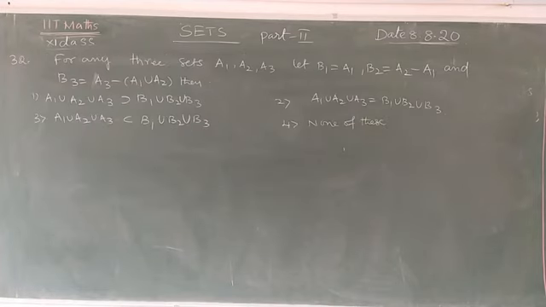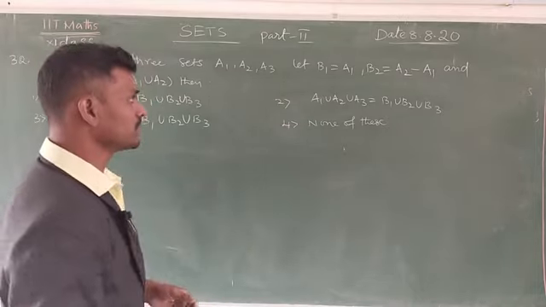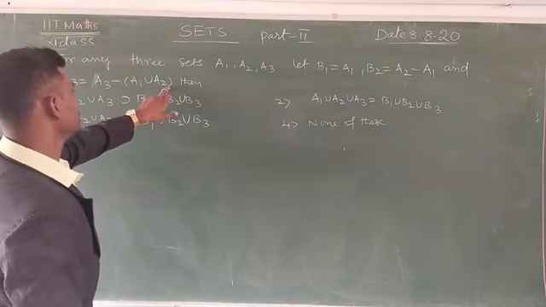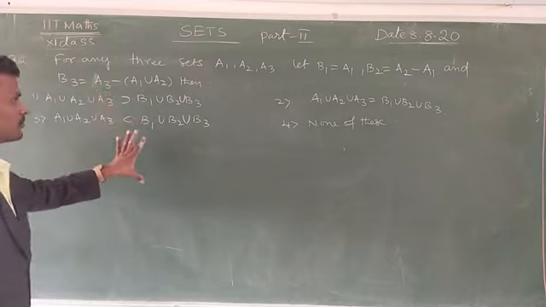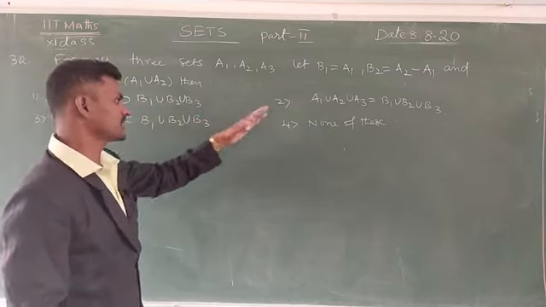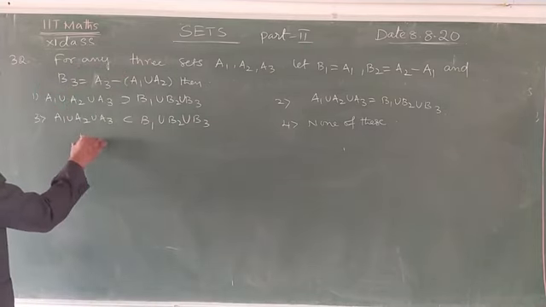Next problem 32. For any 3 sets A1, A2, A3, let B1 is equal to A1, B2 is equal to A2 minus A1 and B3 is equal to A3 minus (A1 union A2). See here 4 options. Here right side B1 union B2 union B3 as given. First you have to find the right hand side, then we will get the answer.